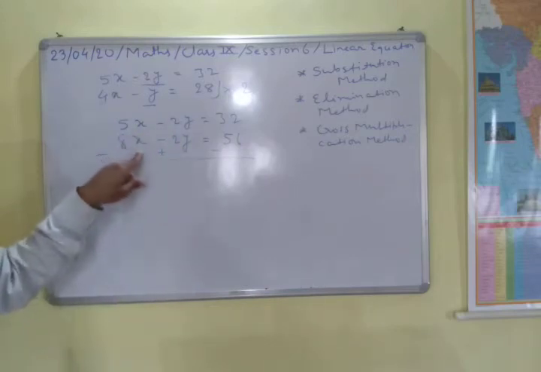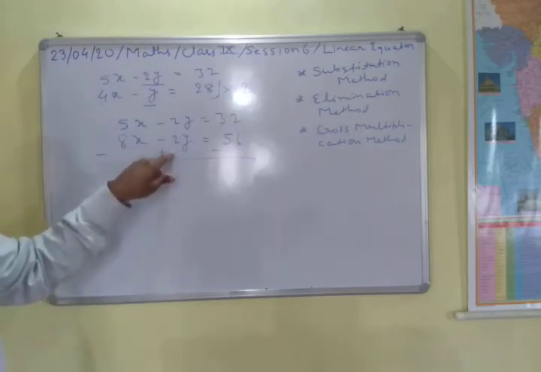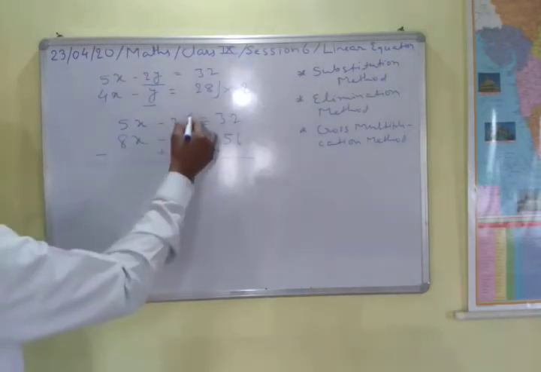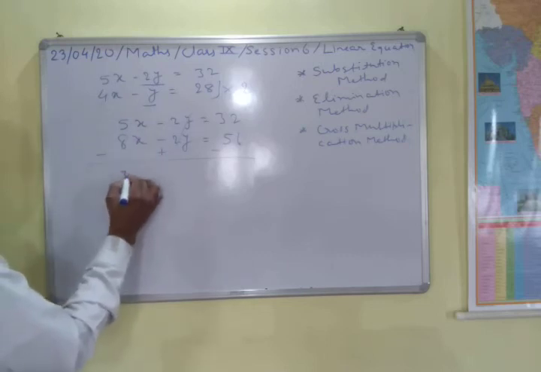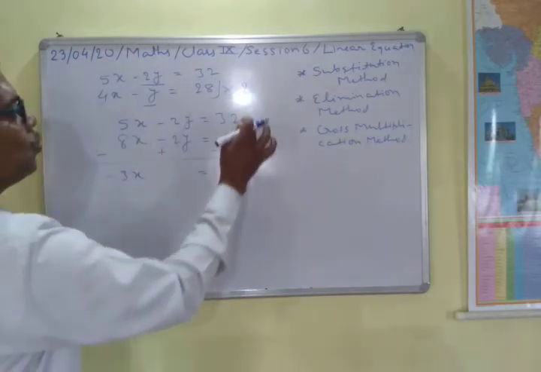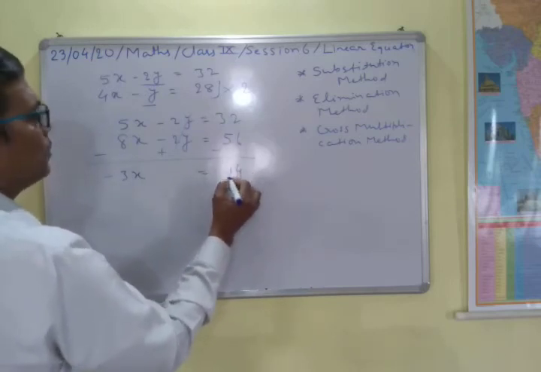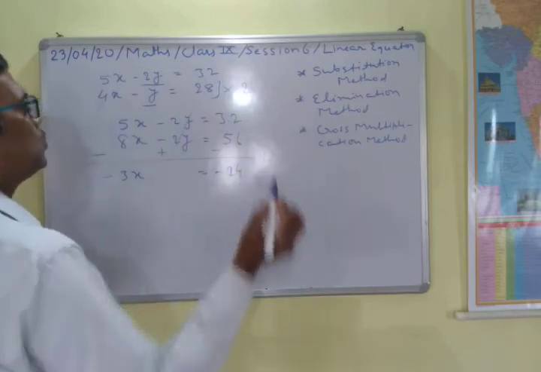So in this particular equation, we have to subtract, so that this will become plus and this will become minus. Now minus 2y plus 2y will be 0. So this will cancel here, and 5x minus 8x will be equal to minus 3x, and here 32 minus 56 will be equal to minus 24.